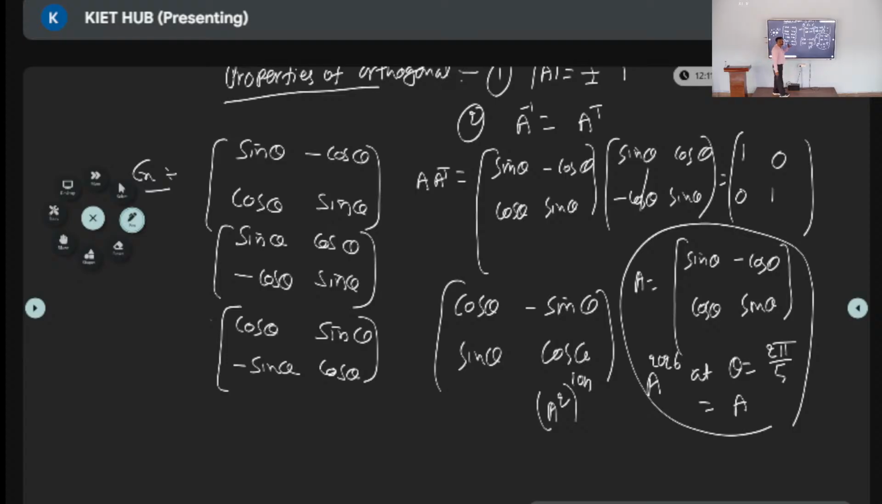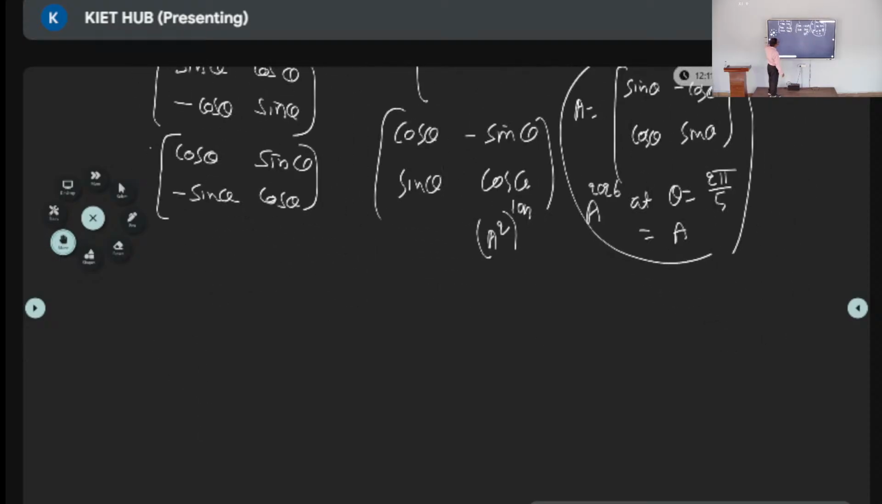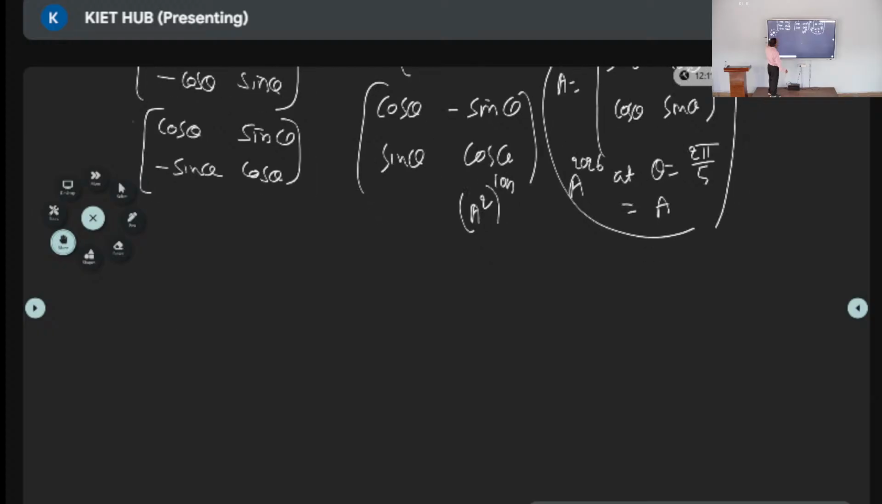Is it clear to all of you? Orthogonal matrix examples cleared? Coming to next. What are the other orthogonal matrix examples?